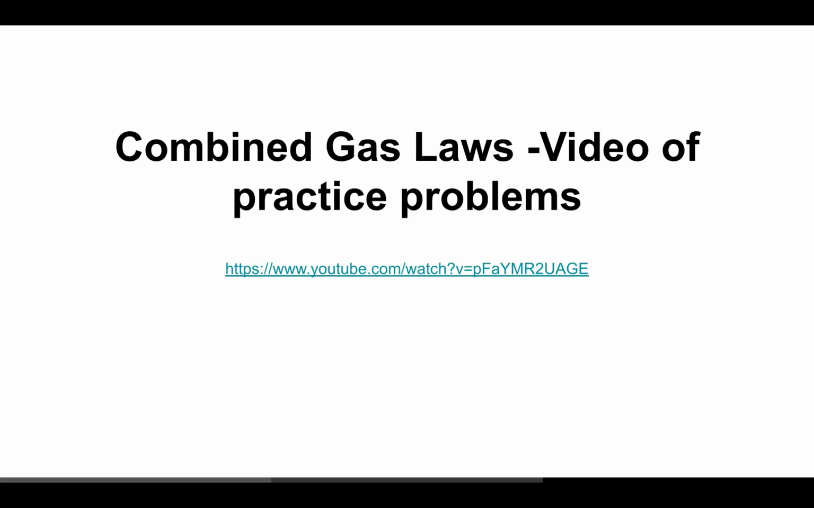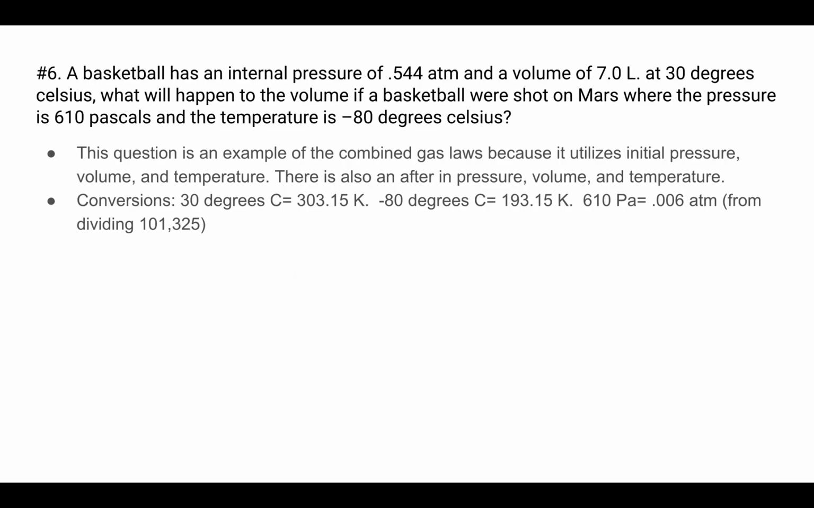And the link to this video will take you to some practice problems on this law. It's equivalent to question number 6, which states that a basketball has an internal pressure of 0.54 atmospheres and a volume of 7 liters at 30 degrees Celsius. What will happen to the volume if the basketball were shot on Mars, where the pressure is 610 pascals and the temperature is negative 80 degrees Celsius? This is a combined gas law question because it has an initial pressure, volume, and temperature, and also a final pressure, volume, and temperature.